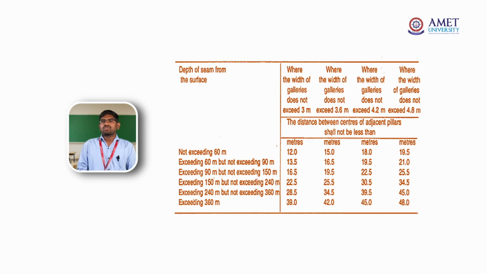mining method. As shown in the table, some important data is given based on the depth of the seam: the width of the pillar and the gallery width, how they are going to decide them. These are all mentioned in the diagrammatic table. For example, if the depth does not exceed 60 meters, then the width of the gallery, for example, you can mention 3. Like that you can see all the data in the table.